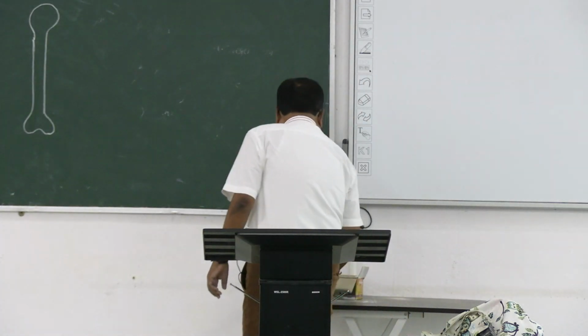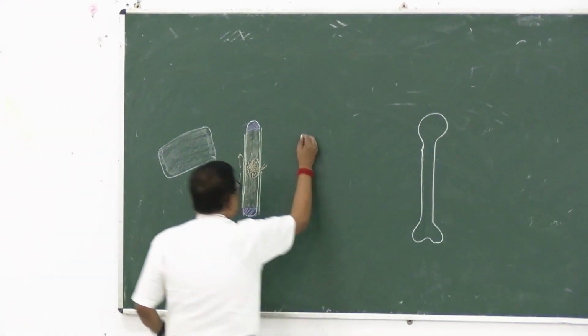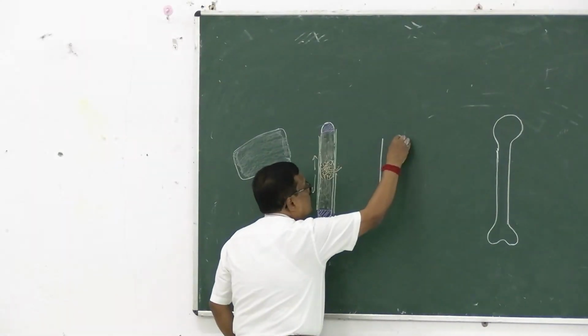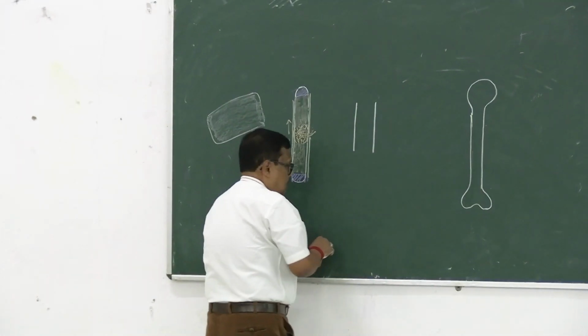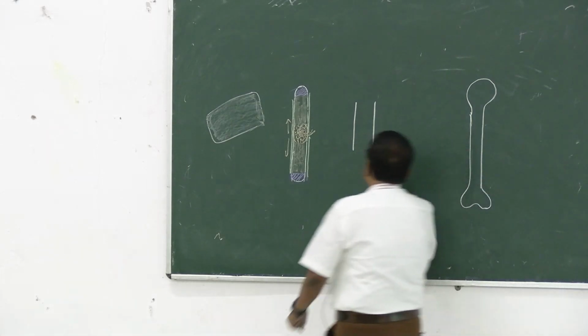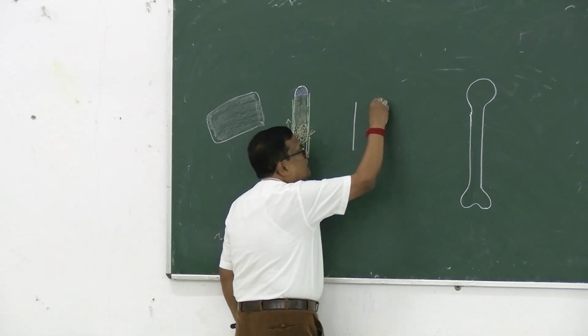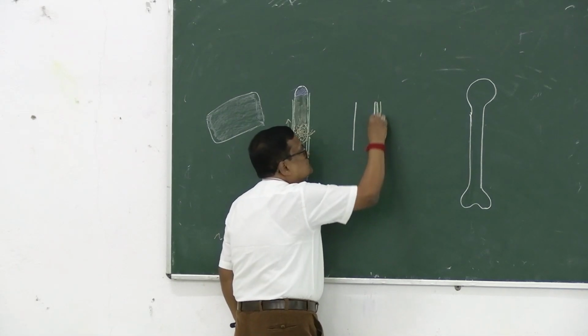If we draw this periosteum larger, what we see is the bone. This is the periosteum, with an inner layer and an outer layer.